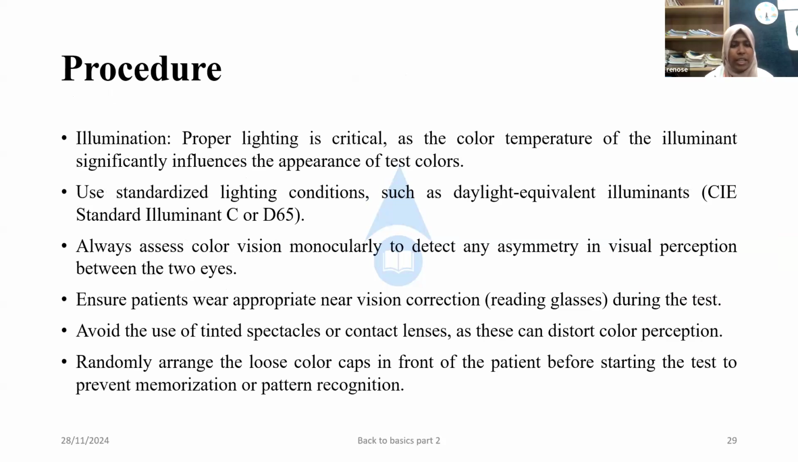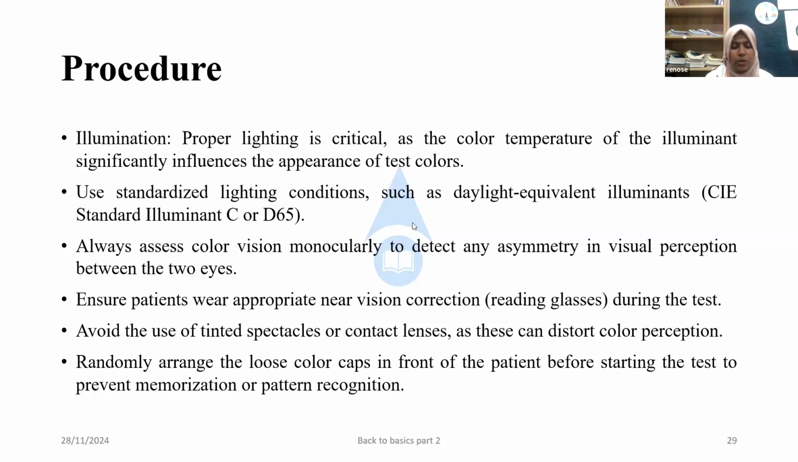Further, illumination. Proper lighting is crucial, as the color temperature of the illuminator significantly influences the appearance of the test color. Use standardized light conditions such as daylight-equivalent illuminant, standard illuminant C, or D65. Always assess color vision monocularly to detect any asymmetrical vision perception between the two eyes. Ensure the patient wears appropriate near vision correction, reading glasses, during the test. Avoid the use of tinted spectacles or contact lenses, as these can distort color perception.